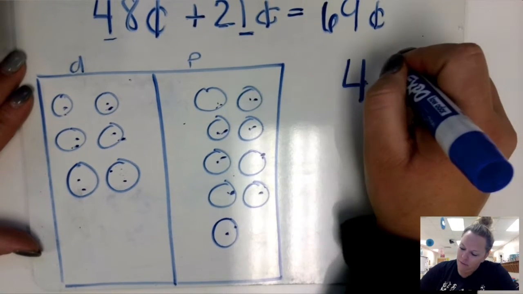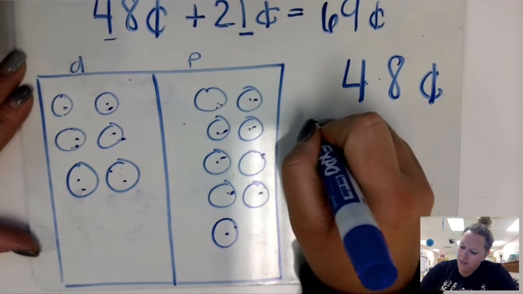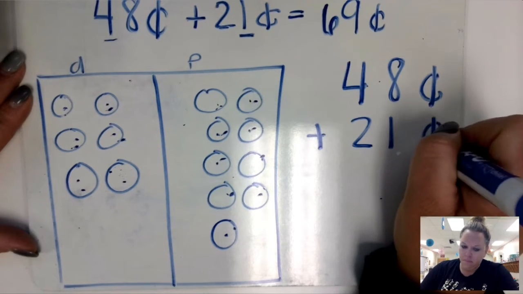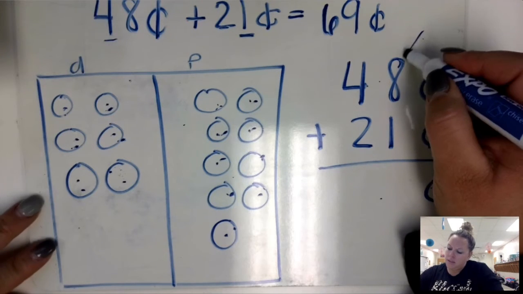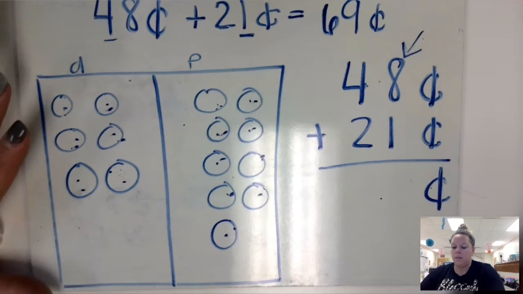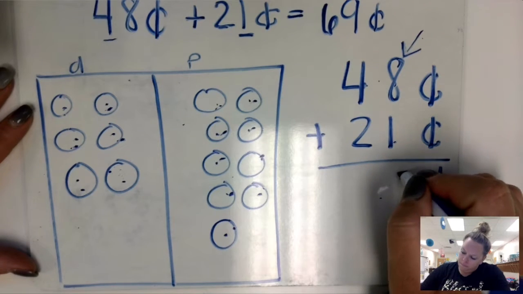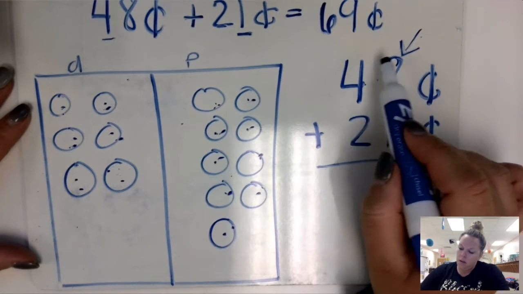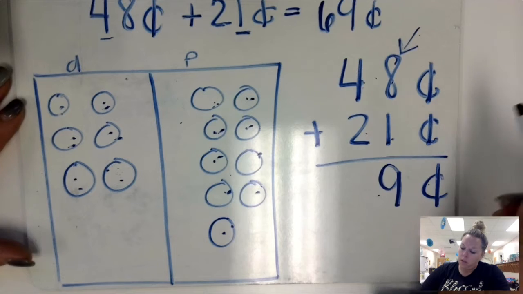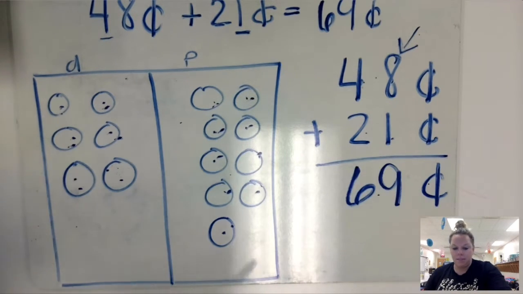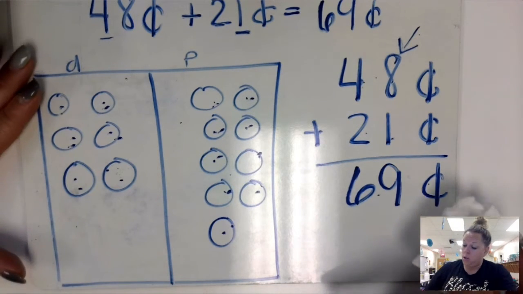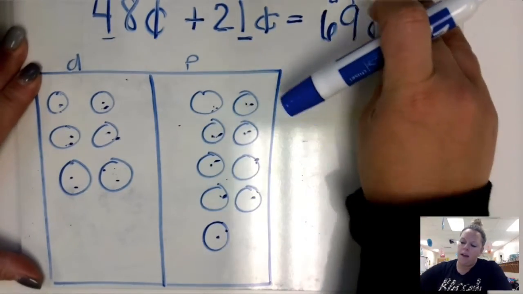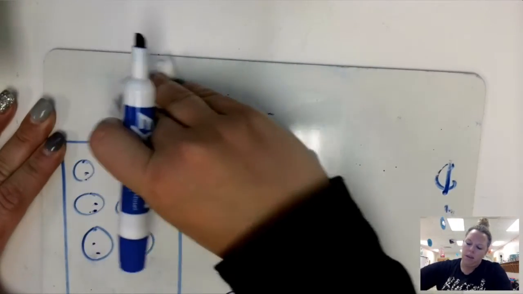Well, let's show that vertically. 48 cents plus 21 cents. We always start with our pennies. That's this spot here. Far right is always the pennies. 8 plus 1 is 9. Now I may go to my dimes. 4 plus 2 is 6. Okay, now this time we are going to do a problem that you're going to notice is just a little bit different.